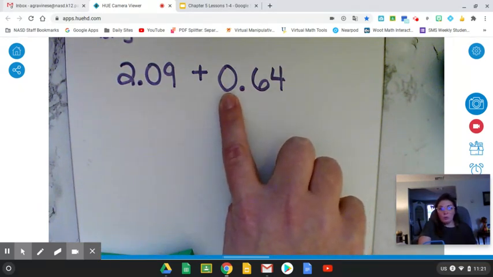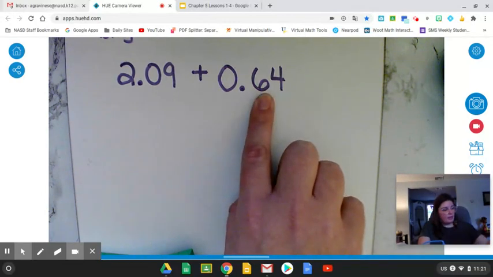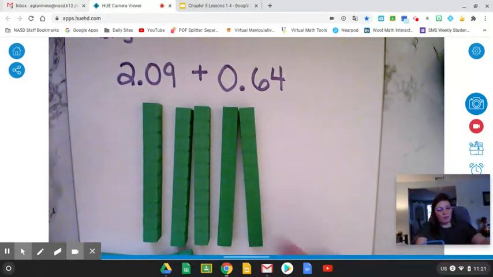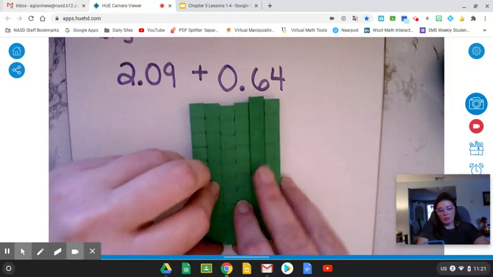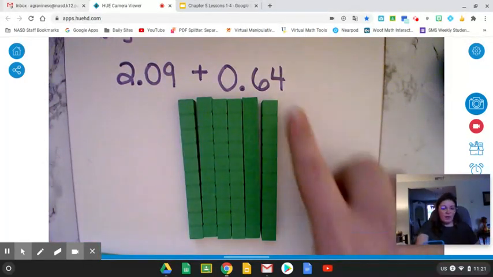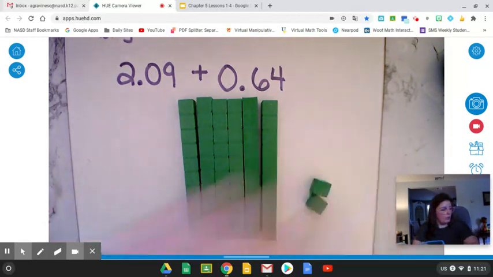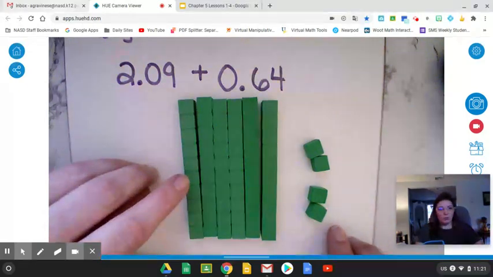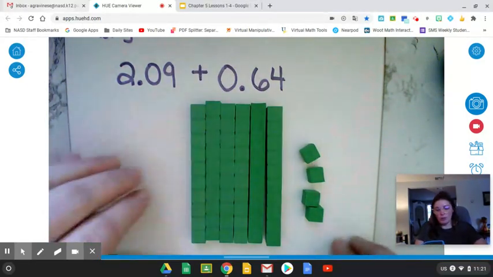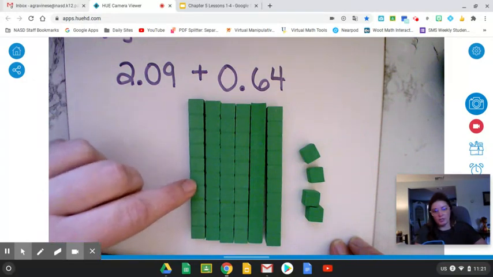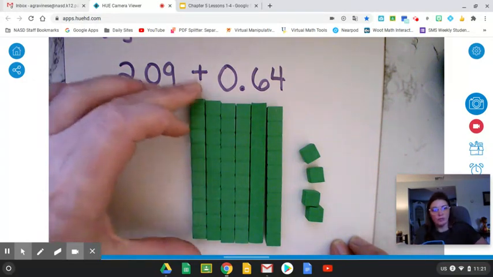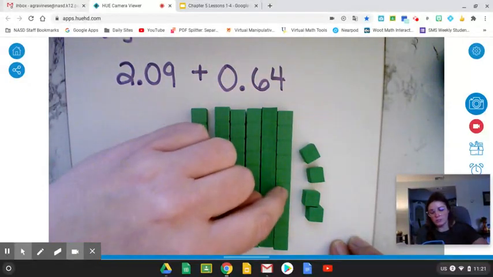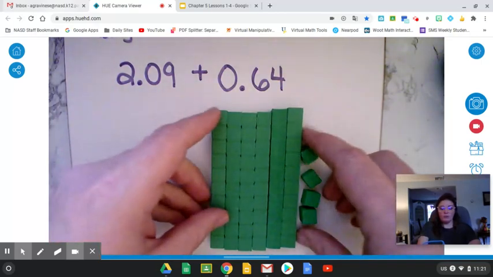So in this one, I have no wholes. I have a 6 in my tenths place, which means I need 6 of my tenths rods. 1, 2, 3, 4, 5, 6. Here are 6 tenths. And I need 4 hundredths. 1, 2, 3, 4. So this shows 6 tenths, 4 hundredths, and if I counted each individual part of my tenths, I'd get a total of 64 hundredths. 10, 20, 30, 40, 50, 64. So there's my 64 hundredths.